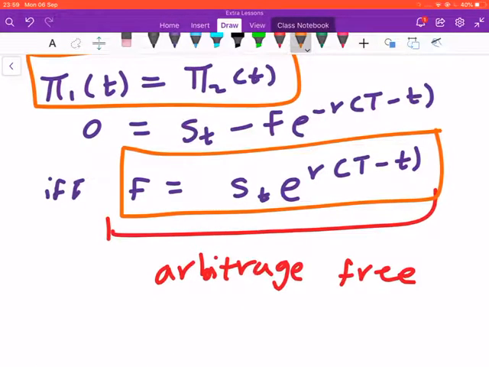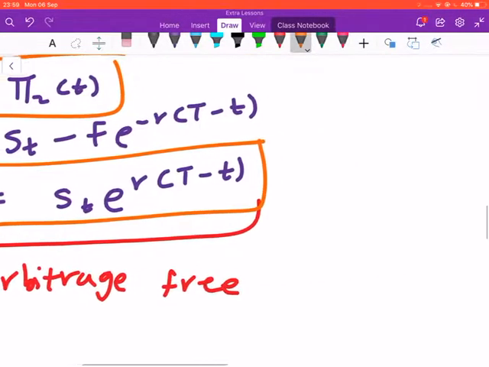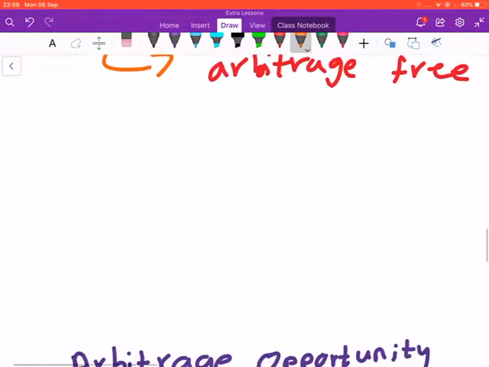So anyway, this price is like this. When F is equal to ST compounded to maturity, then we say that this price is arbitrage free. But when can the price have arbitrage?